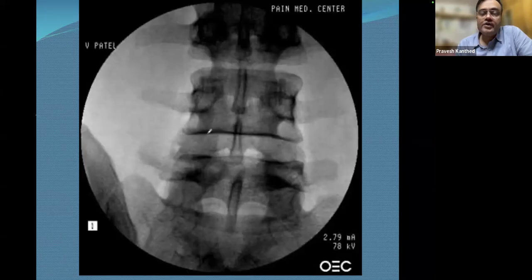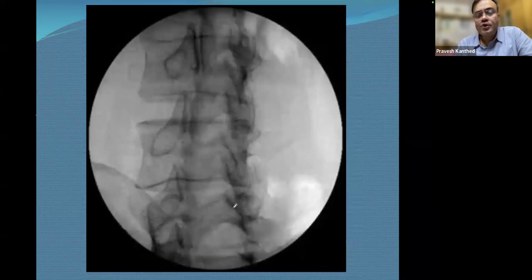Now whenever you are doing a procedure, you have to square the vertebra. That means you have to overlap the vertebral end plates of the vertebral body in the picture. This is an AP view. Now this is the sacrum, this is the iliac bone.